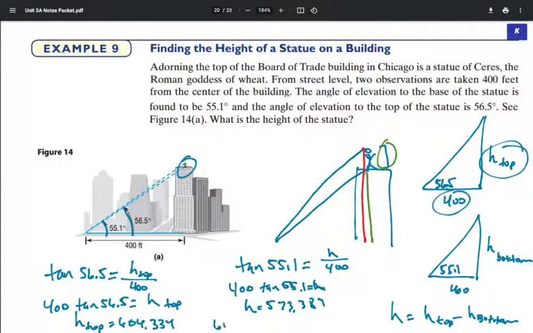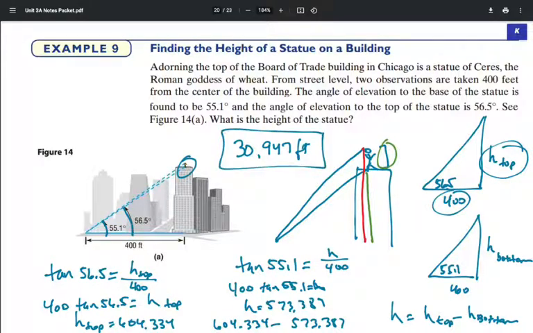We're going to say 604.334 minus 573.387. And when I do that, I get 30.947. What units? Feet. And that's my answer.